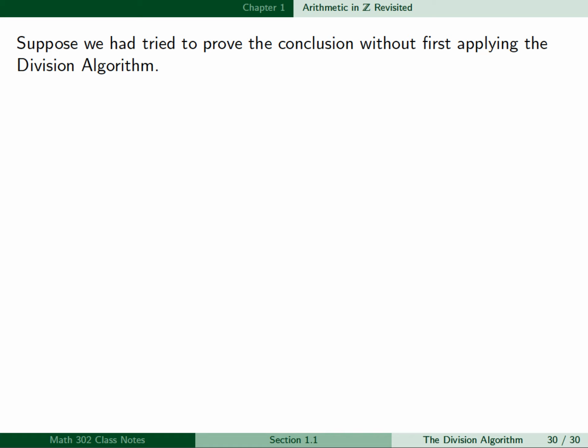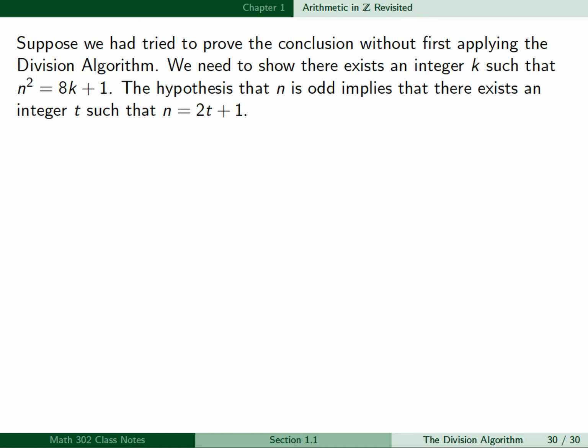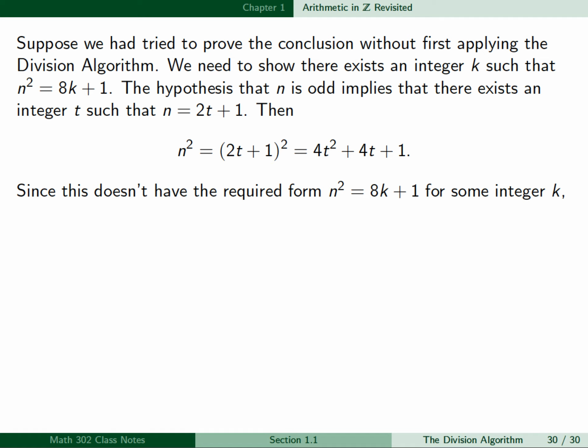Now, suppose we had tried to prove the conclusion without first applying the division algorithm. We need to show for our conclusion there exists an integer k such that n squared is equal to 8k plus 1. The hypothesis that n is odd implies that there exists an integer t such that n is equal to 2t plus 1. Then n squared would be 2t plus 1 quantity squared, which is 4t squared plus 4t plus 1. Now, since this doesn't have the required form, n squared is equal to 8k plus 1 for some integer k, it's not clear how to proceed from this point.